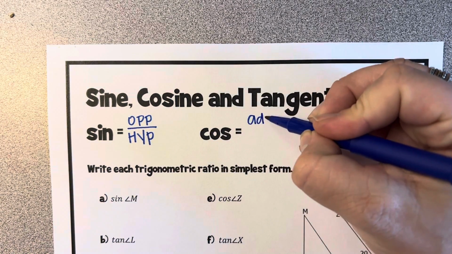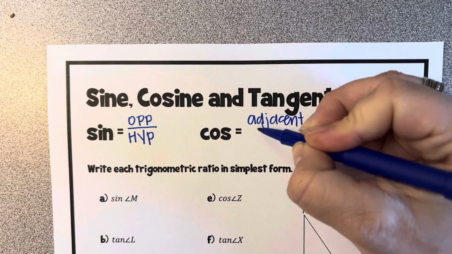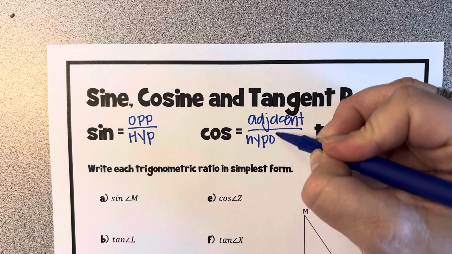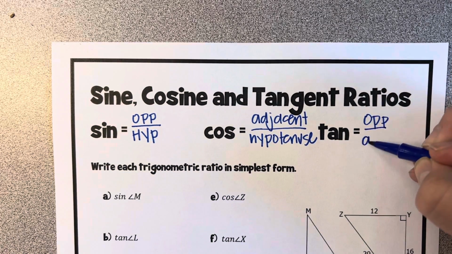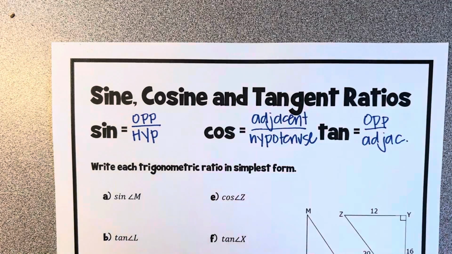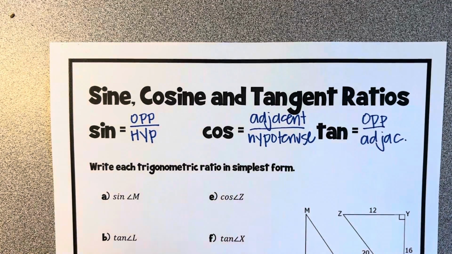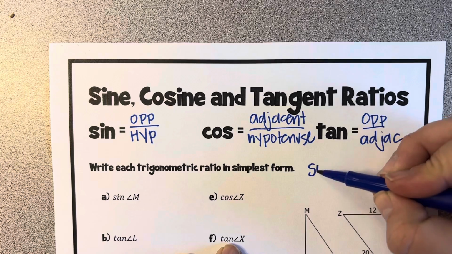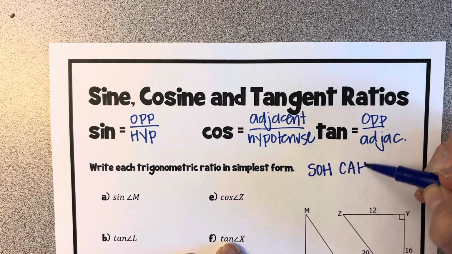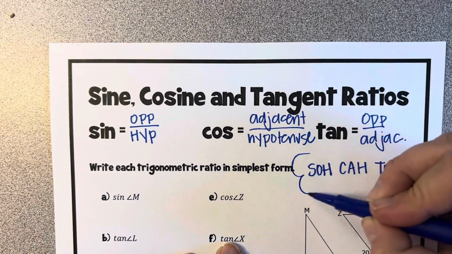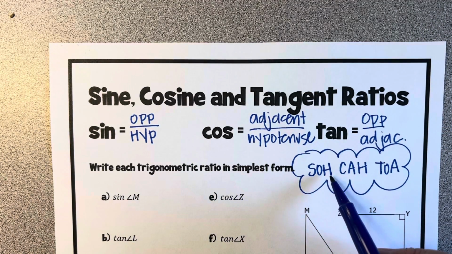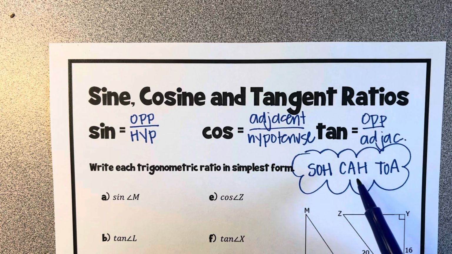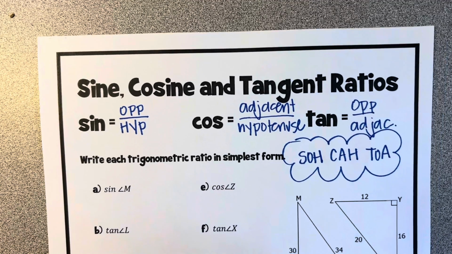Cosine is adjacent over hypotenuse, and tangent is opposite over adjacent. Okay, so a lot of the time, you will hear it as SOH CAH TOA. I think that's the easiest way to remember the ratios. So sine is opposite over hypotenuse, cosine is adjacent over hypotenuse, and then tangent is opposite over adjacent. So let's just dive into some examples.